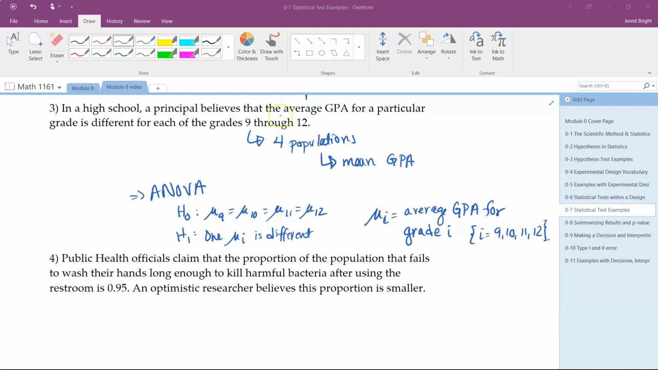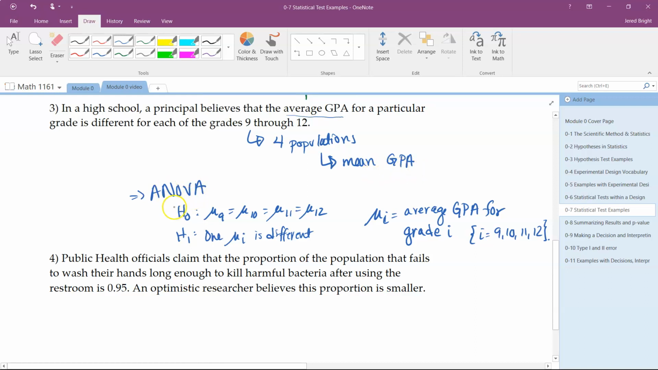So first of all, we determined that grades 9 through 12, that's 4 populations. And then we have more than 2 populations, right? And so we're narrowed down to either ANOVA or test of homogeneity for chi-squared, okay? And in this context, we're looking at average GPA, which is to say a mean. And so consequently, that forces our hand to ANOVA.